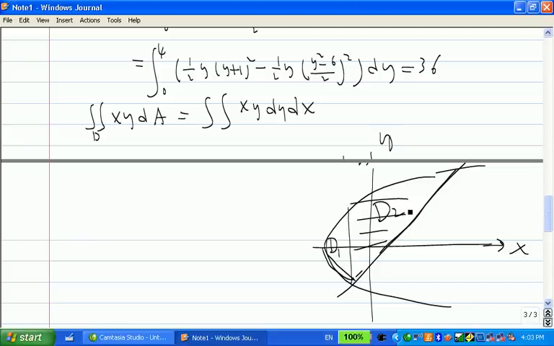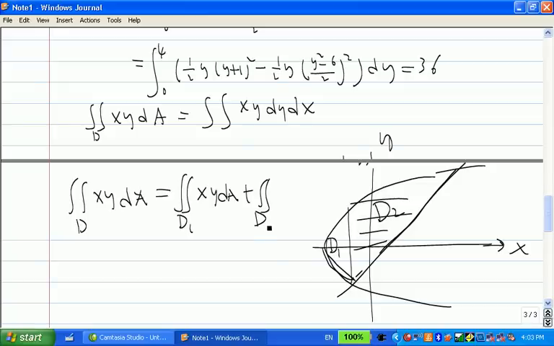So your double integral over D. Think about that. You have a volume above this region D. To find the whole volume is like finding the volume restricted on D1 and the volume restricted on D2. Add them together and that would give you the whole thing. Right? This makes sense.